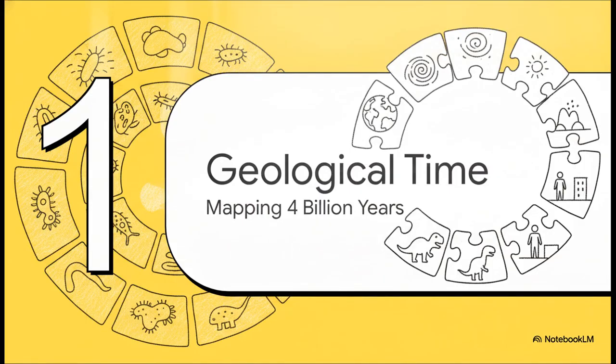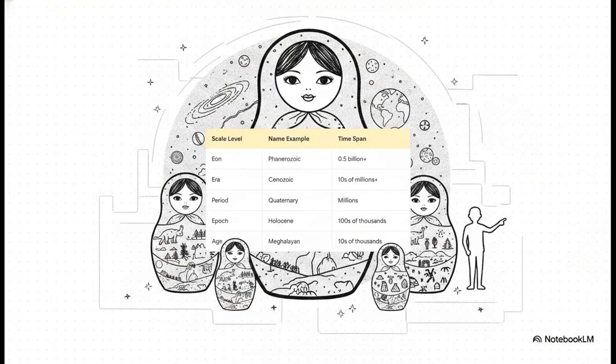Section 1. Mapping geological time. Think of Earth's history kind of like Russian nesting dolls. It's divided from these incredibly massive categories down to much smaller ones. We start with eons, which span upwards of 500 million years, right? And then we break those down into eras, periods, epochs, and finally ages. This roadmap is absolutely vital. It's what allows us to pinpoint exactly when humanity actually enters the picture amid the vastness of deep time.